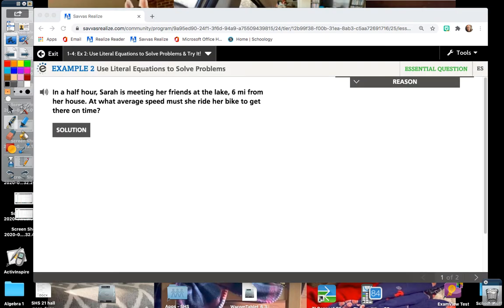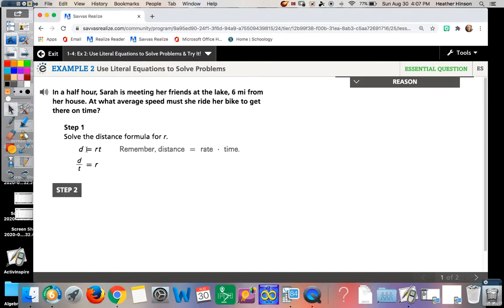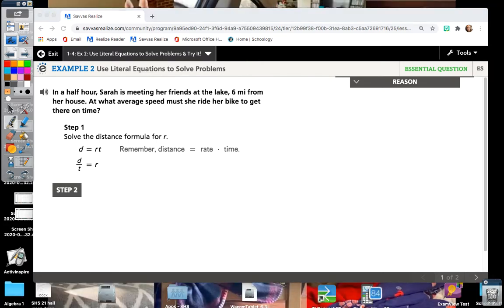Okay, for example 2, in half an hour, Sarah's meeting her friends at the lake, 6 miles from her house. At what average speed must she ride her bike to get there on time? So, again, your book gave you the formula. It didn't give it in the first question here, but if I hit solution, it'll show me the formula for that. Distance is just rate times time.